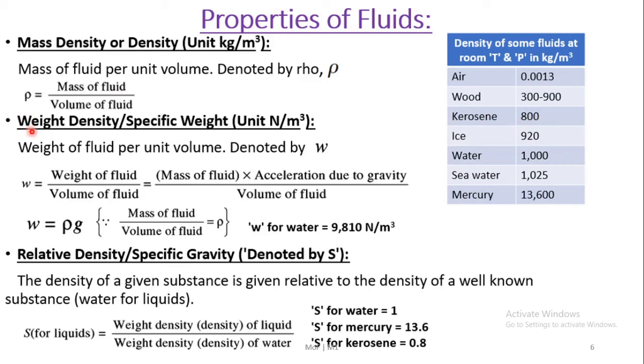The next important property is weight density or specific weight, which is very common while dealing with practical problems. Weight density or specific weight has the unit Newton per cubic meter, represented by the symbol w. Specific weight is defined as the weight per unit volume. Weight we know is mass into gravity, divided by volume. So this will give you w equal to rho into g, where rho is the density and g is the gravity, and w for water is 9810 Newton per cubic meter.